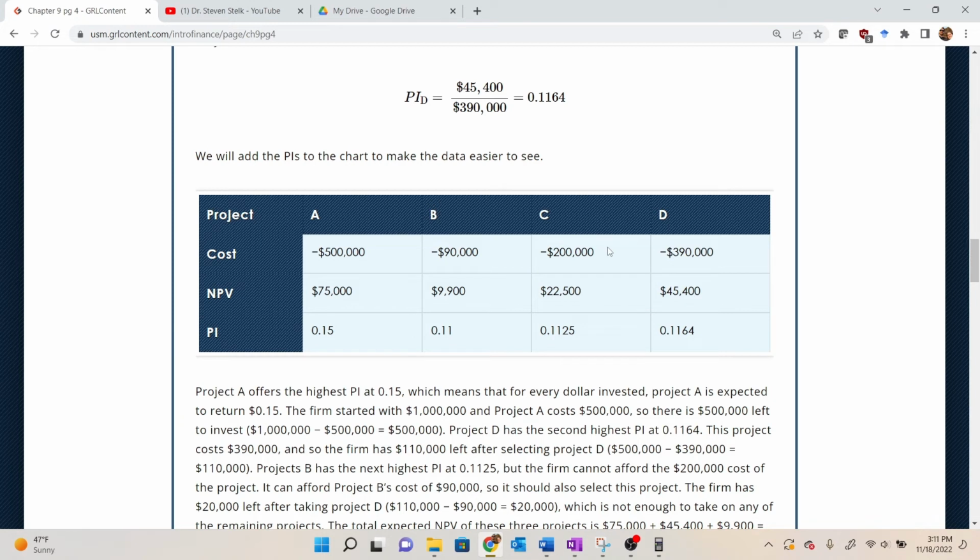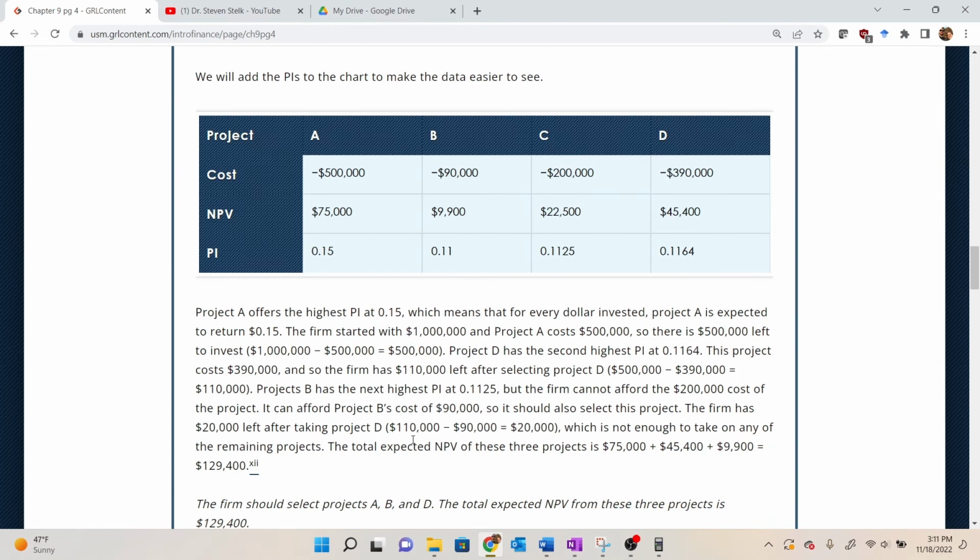Right? But we don't necessarily have to stop there, because when we look at Project B, it's still a positive net present value project. We have $110,000 left to invest. This project's only going to cost $90,000, so we can take that project on and earn that additional net present value of $9,900. All right, so if we do that, we've got $20,000 left that we could invest, but it's not enough to invest in any of the remaining projects.